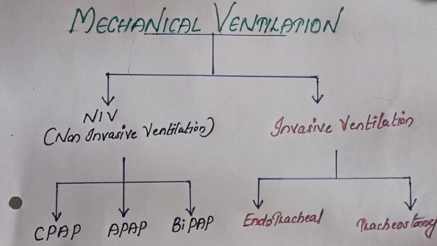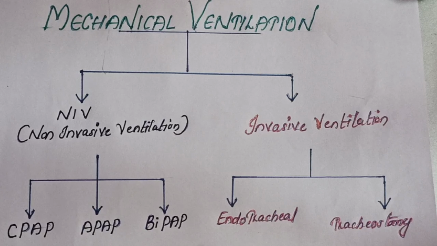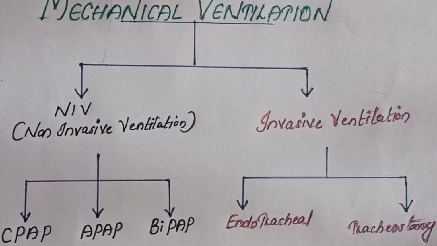In endotracheal intubation, a tube, that is an endotracheal tube, is inserted into a patient's airway or trachea through the mouth or nose. And in tracheostomy, a tube is inserted through a hole which is made into the airway. It is mostly done for patients who require long-term ventilation, or sometimes if the patient has any abnormalities in the mouth or face, mostly they will go for tracheostomy.